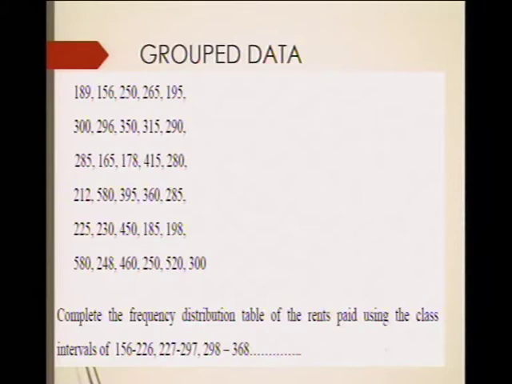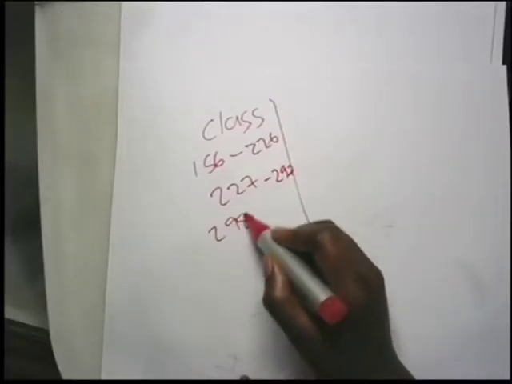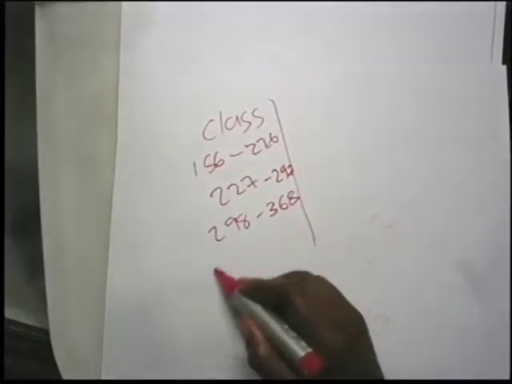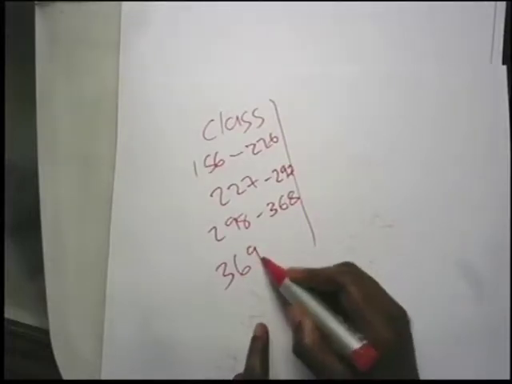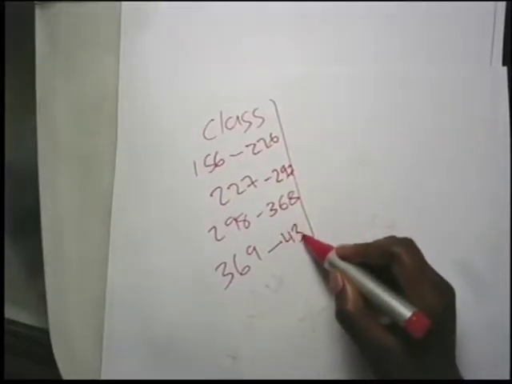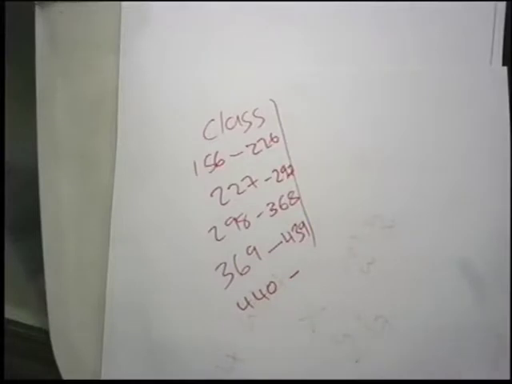So what you are going to do there, we want you to start by writing class. Then you write down the interval 156 to 226. Then 227 to 297. Then the next one will be 298 to 368. The next one, looking at the pattern, will be 369 to what? Add a 70 to 369, and then it will give you 439. And then you continue like that. 440 will have to go up to what? You have to add a 70, and it continues like that.